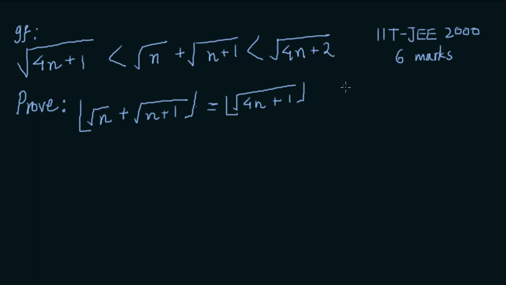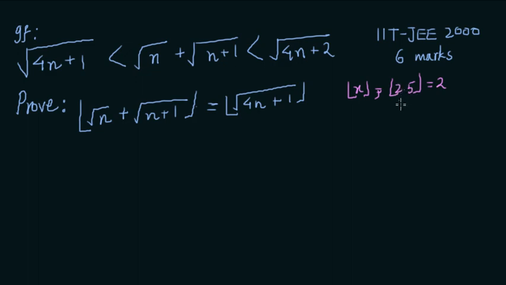This function takes a real number x and outputs the largest integer which is less than or equal to it. Let me explain with a few examples. Suppose floor of 2.5. What do we get? We get 2, because 2 is the largest integer which is less than 2.5.